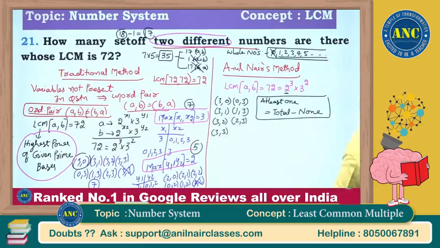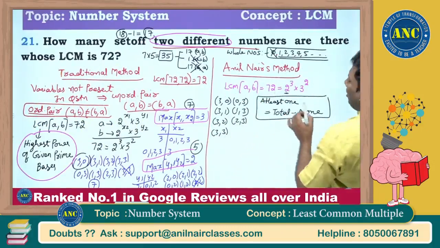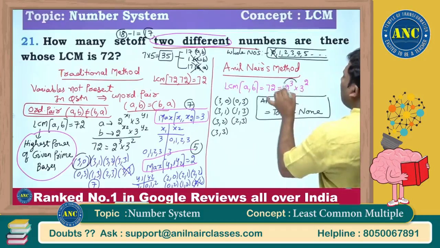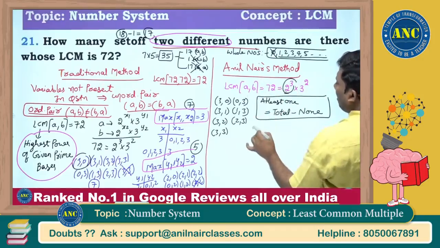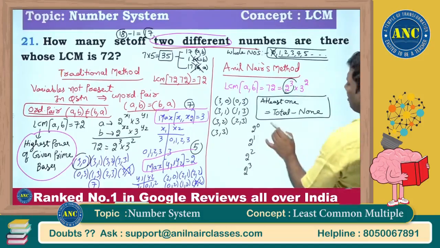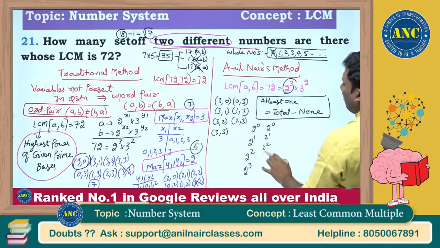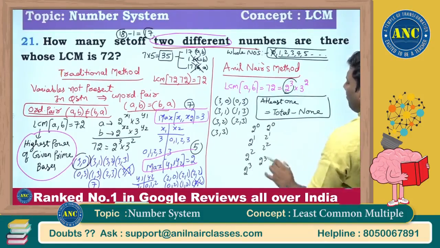At least one is defined as total minus none. What is total? Arrange all the powers of 2 onto A. What are all the total powers of 2 that can be arranged? 2 power 0, 2 power 1, 2 power 2, 2 power 3. Similarly, B also can take 2 power 0, 2 power 1, 2 power 2, 2 power 3.